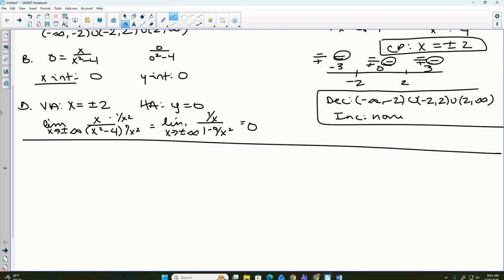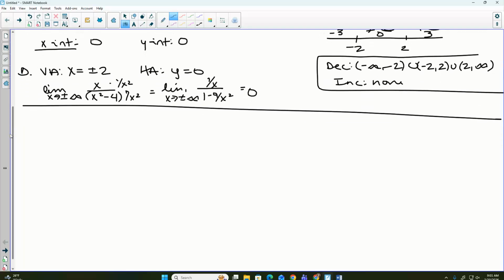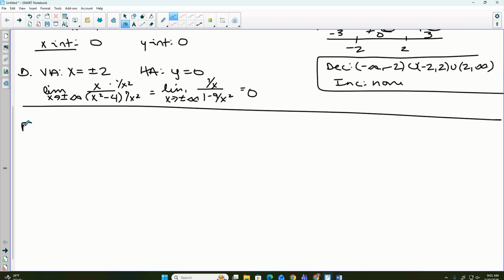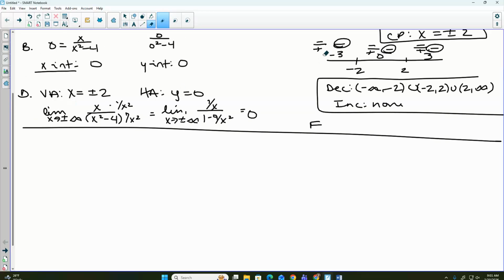Now, we need the second derivative. Oh, sorry, I didn't do max or mins, did I? Max and min. If it's always decreasing, we have to have a change to get a max or a min. So there's no switch, it's always decreasing, so no max or min.